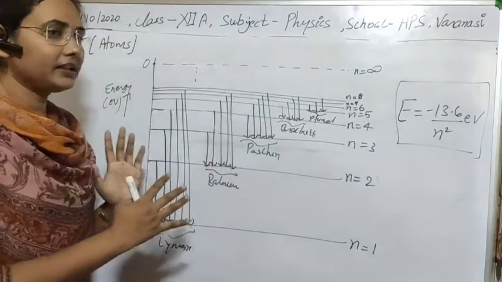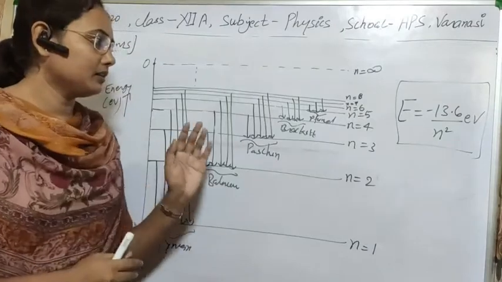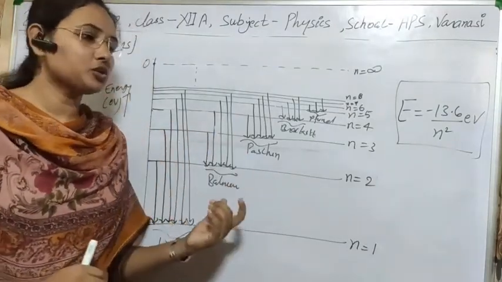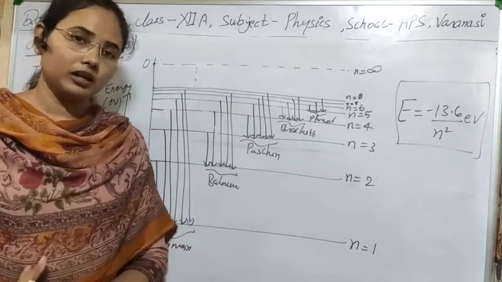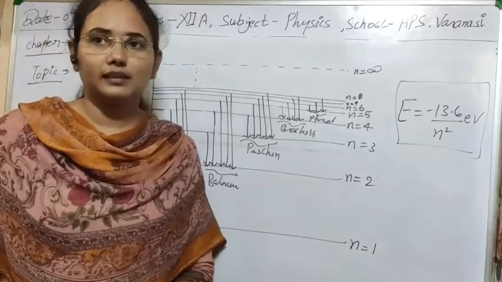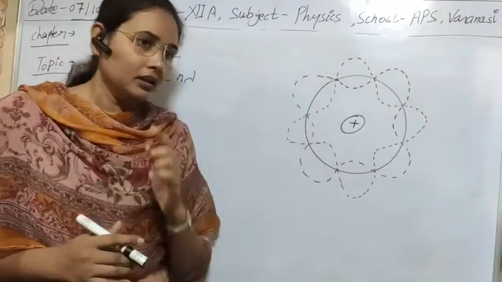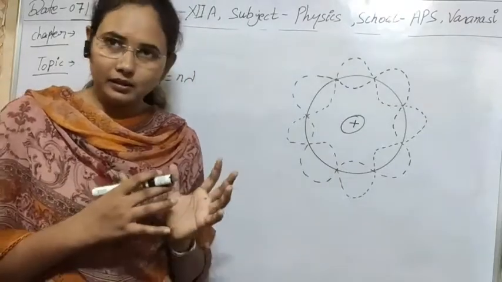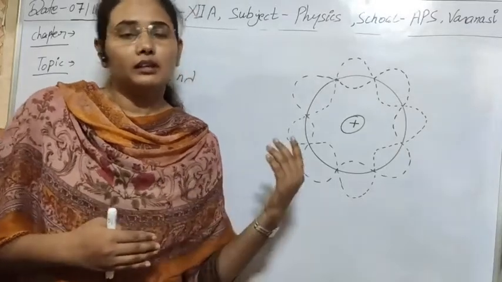So if the energy level diagram is clear to you, then let's see how we can prove the second postulate of Bohr with the help of the de Broglie model. As you know, the concept of de Broglie was that every moving particle will have a wave associated with it.